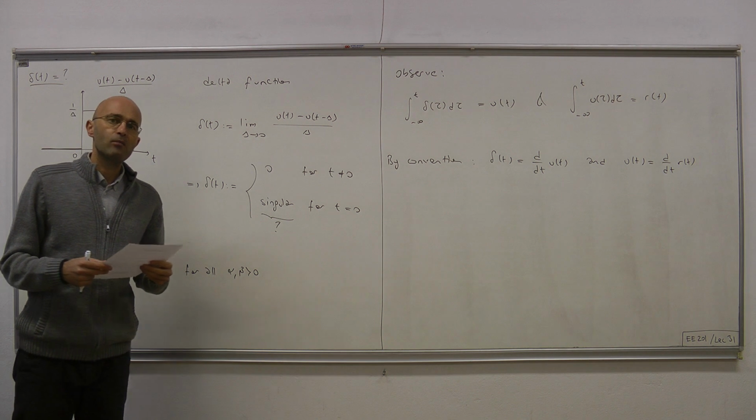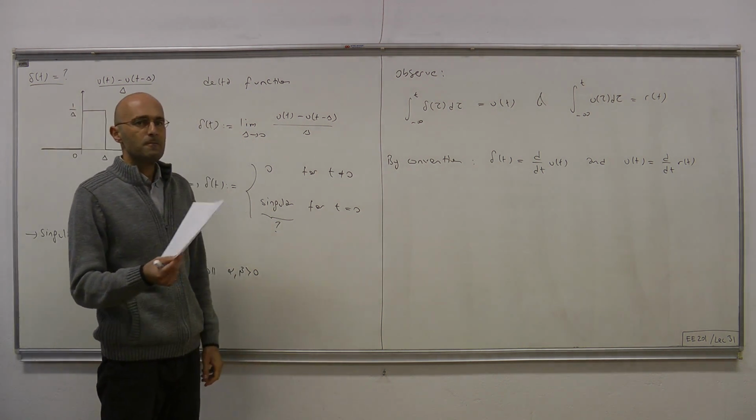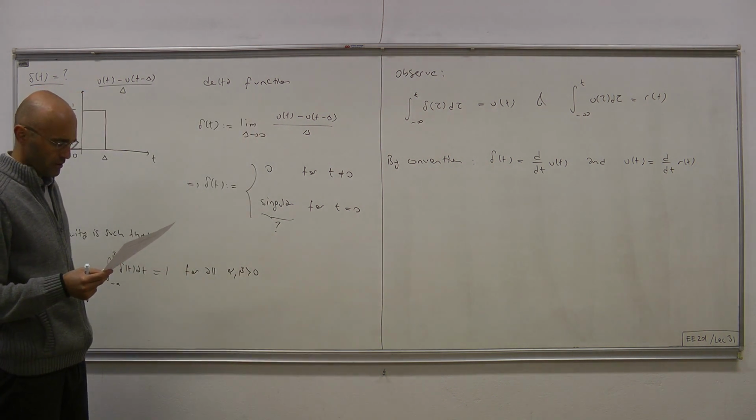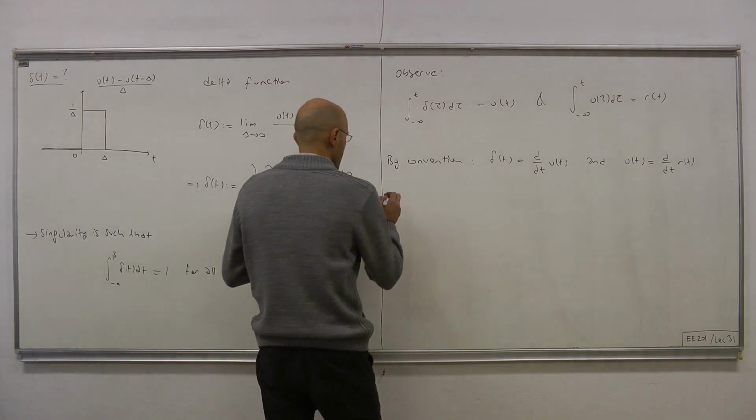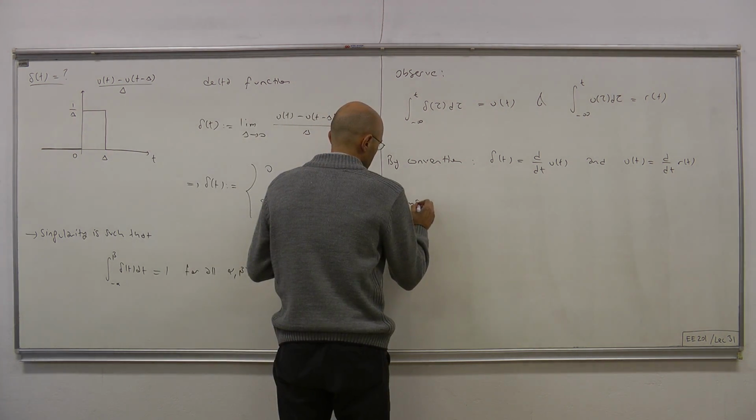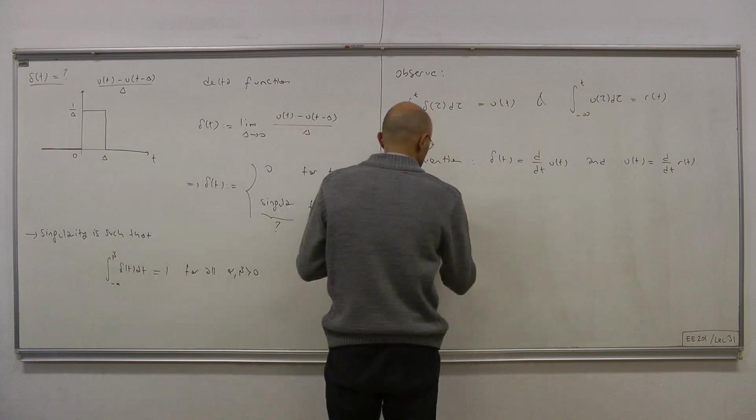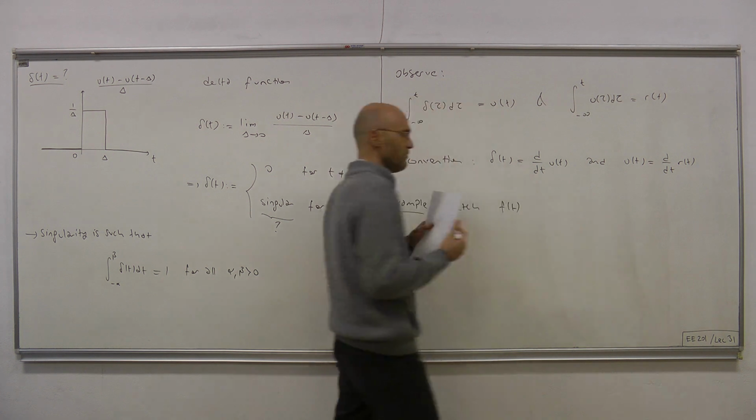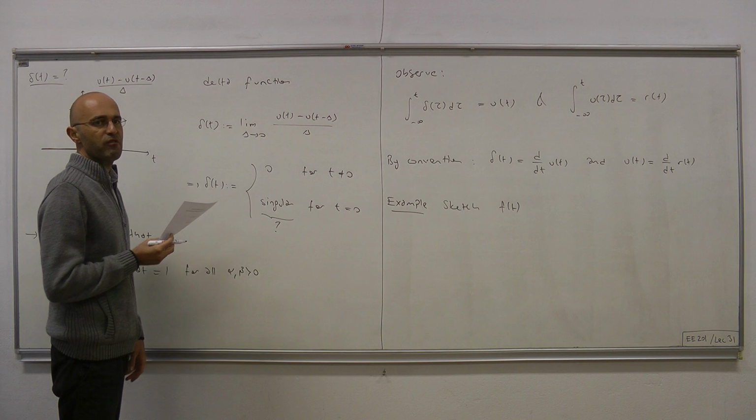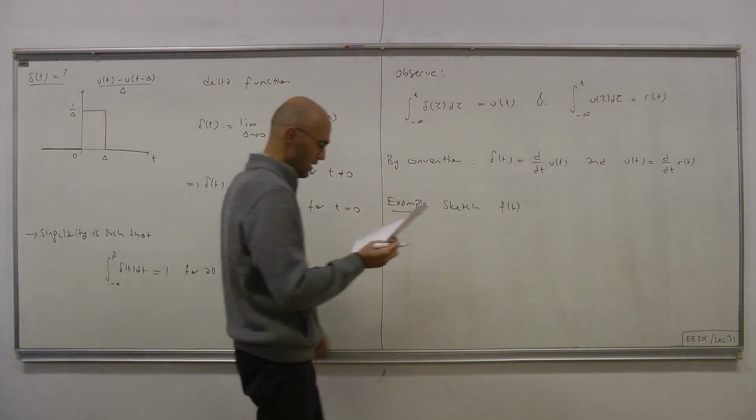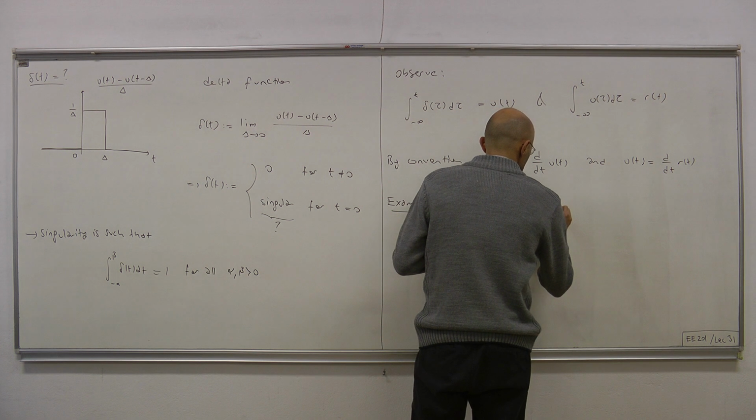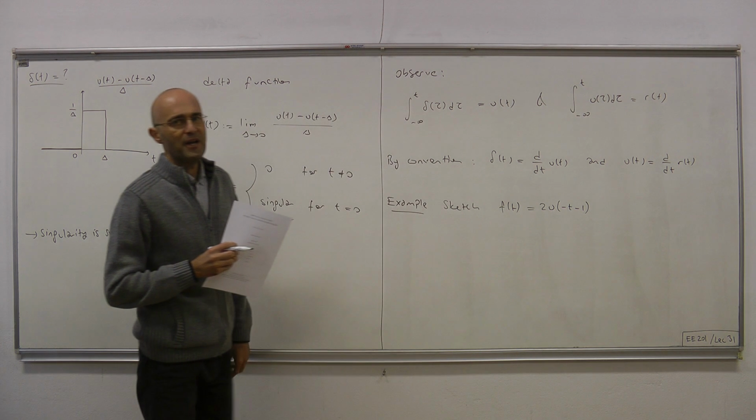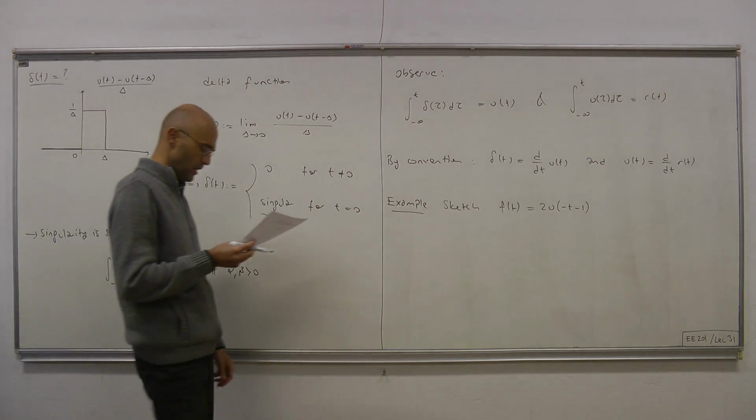Now let's see a couple of examples in order to gain some familiarity with this new set of elementary functions. Okay. Now this is our first example. Sketch the function f of t, which is defined by a step function as follows: 2u, and the argument of the step is minus t minus 1. Okay.